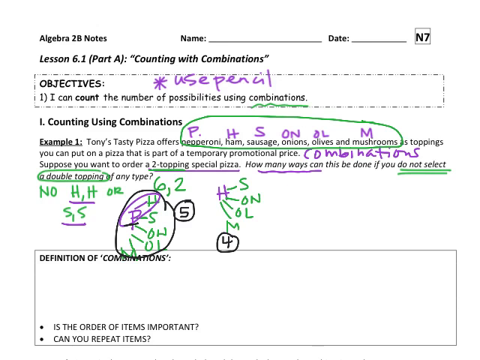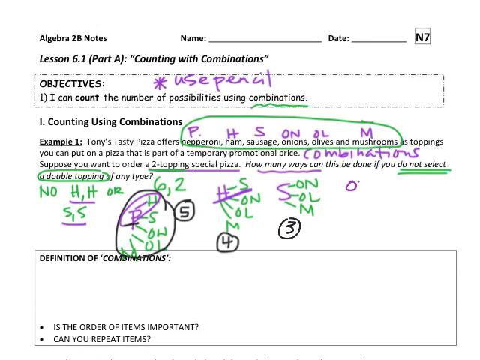Now let's start with sausage. We can't have sausage and ham and sausage and pepperoni because we already did both of those in the previous one. So we're just going to keep working down the line here. We could have sausage and onion. We could have sausage and olive. We could have sausage and mushroom. And that is 3 more combinations of pizzas that we've designed.